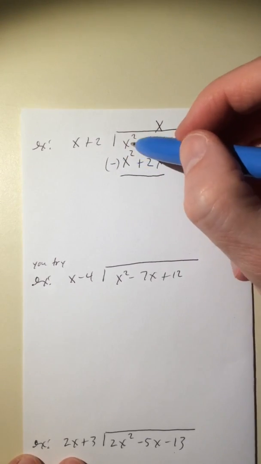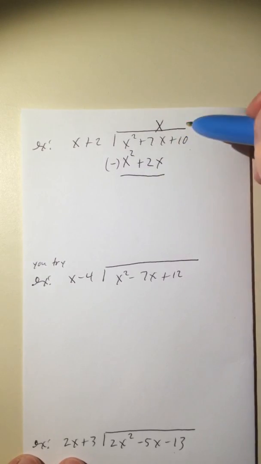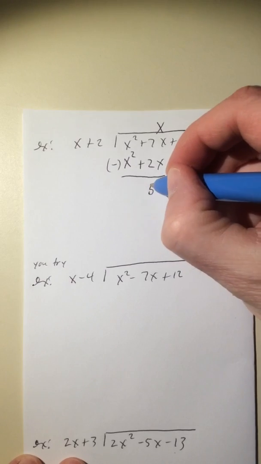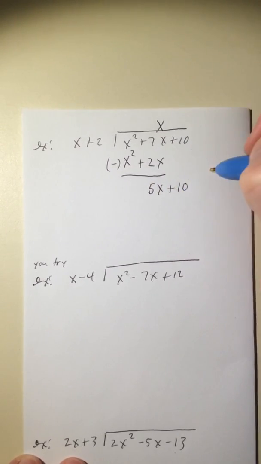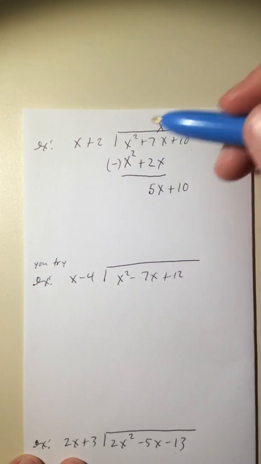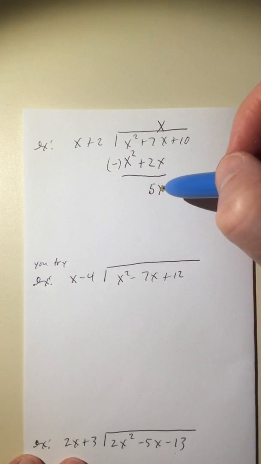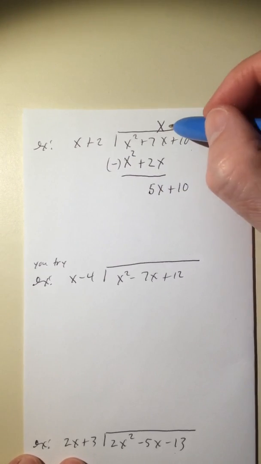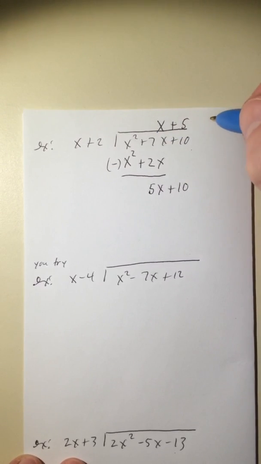We just subtract piece by piece. So x squared minus x squared is no x squared, so that's done. And then we got 7x's minus 2x's, that makes 5x's. And then we have a plus 10, bring down the next thing in line. And then we go through the whole process again. x times what makes 5x? And the answer, of course, is 5. But we don't just put a 5 there, we put a positive 5, so plus 5. Because remember, we're trying to make polynomials here.